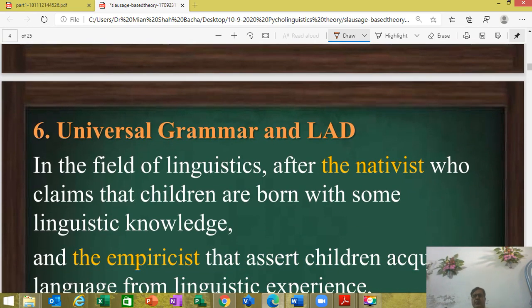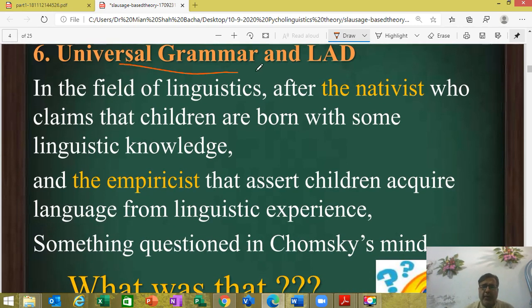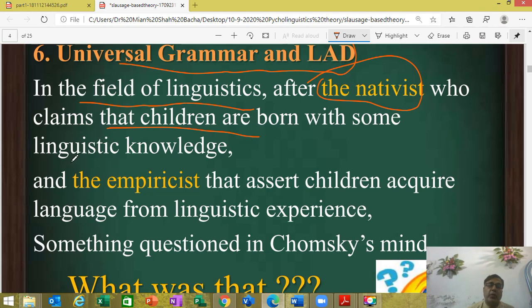But before we come to the usage-based theory of linguistics, we have to talk a little bit about universal grammar and LAD. Well, in the field of linguistics, who are the nativists? Who claims that children are born with some linguistic knowledge? The people who believe that children are born with inborn linguistic knowledge are termed nativists.